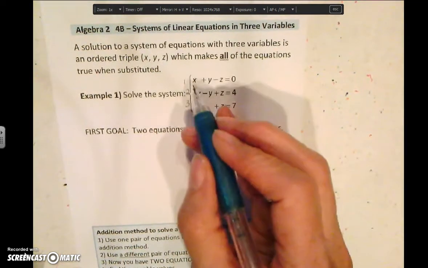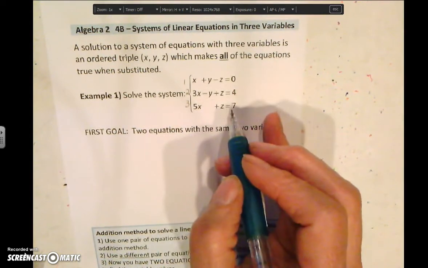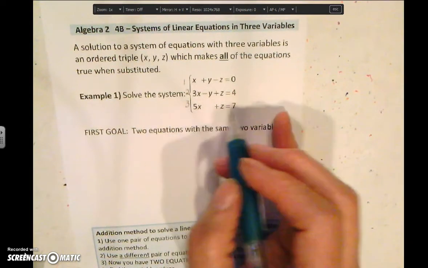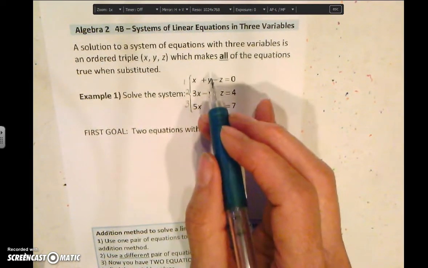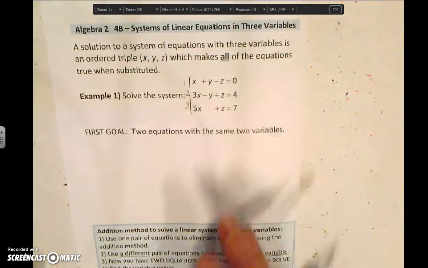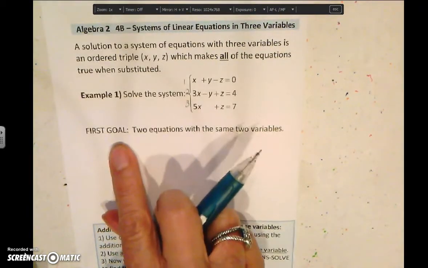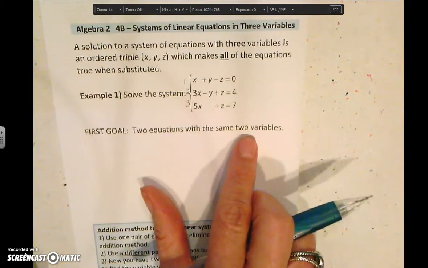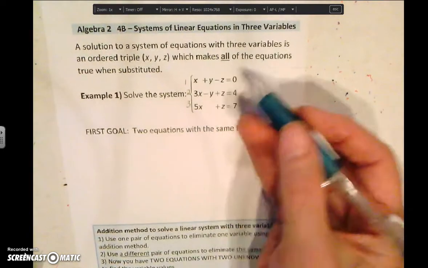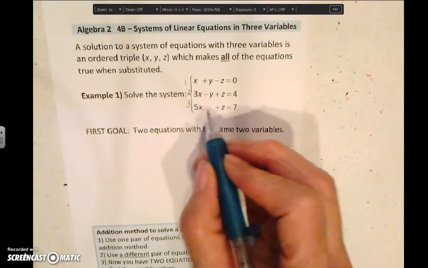So if I get an answer, I need to check it in all 3 equations to make sure it works out. Sometimes it might work for the last 2 if you make a mistake, but not the third one. So you want to make sure you check your answers. All right, so our goal to begin with is to get 2 equations with the same 2 variables. So to do that, well, first on this one, you see I have this third equation.